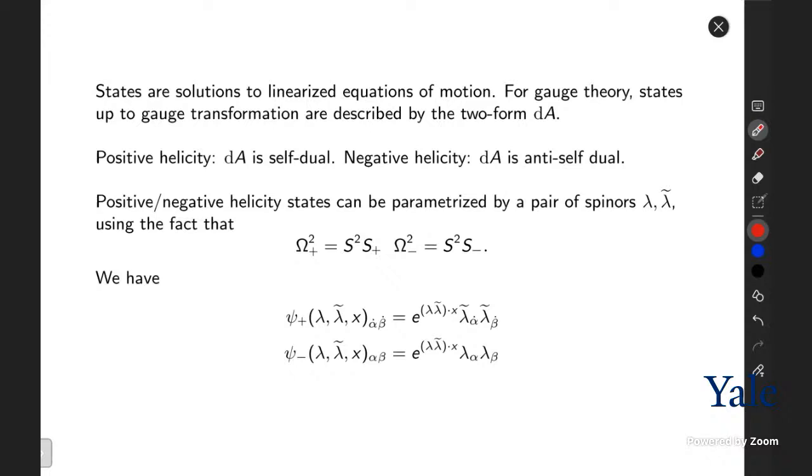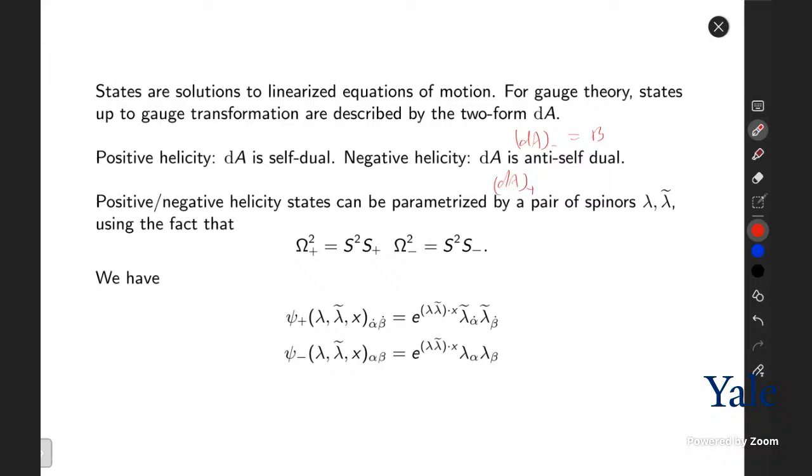So to see this, a state is a solution to the linearized equations of motion. And I'd like to write them in a way where I haven't chosen a gauge, just for the purposes of this talk. So really the important information is the two form dA. And this has two components, dA minus, which is really B for us, and dA plus. And each of those is closed. So I need a pair of a closed self-dual 2 form and a closed anti-self-dual 2 form.